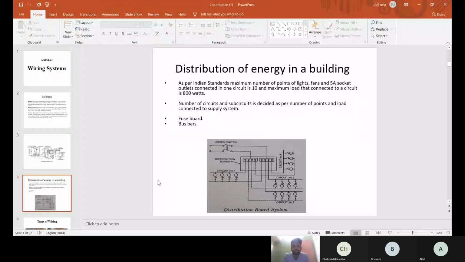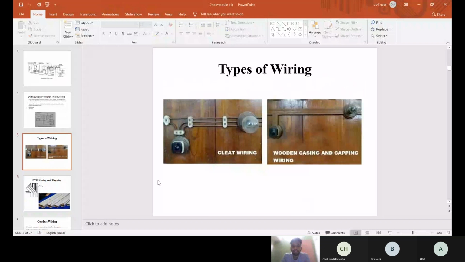And these are different types of wiring. This is a cleat wiring. The first diagram shows the cleat wiring, and this second diagram shows the casing and capping in a wooden wiring. Normally, cleat wiring has vanished nowadays. We observed cleat wiring in the British era or in old village homes.